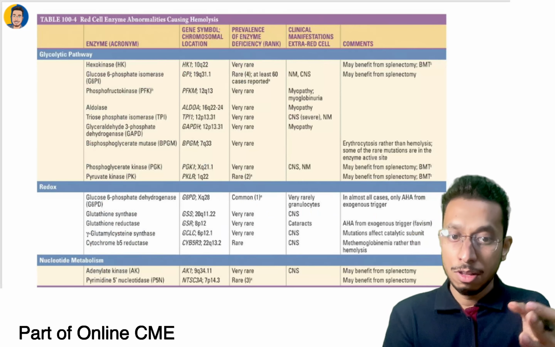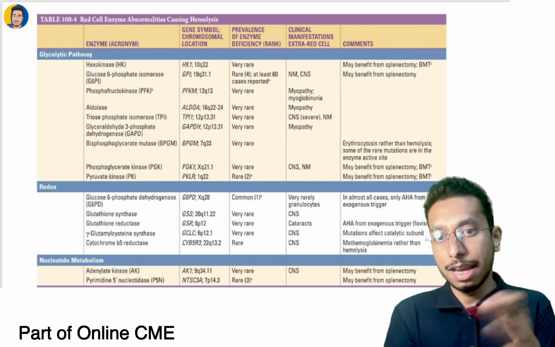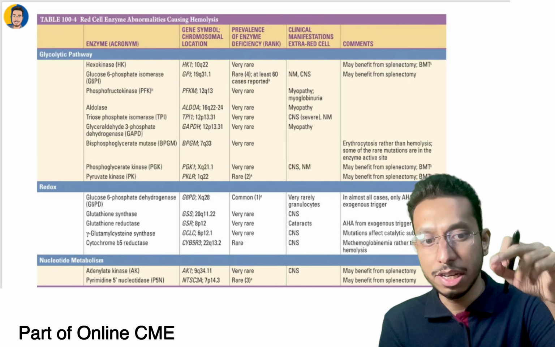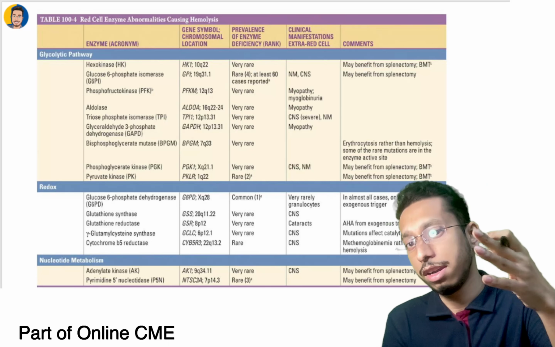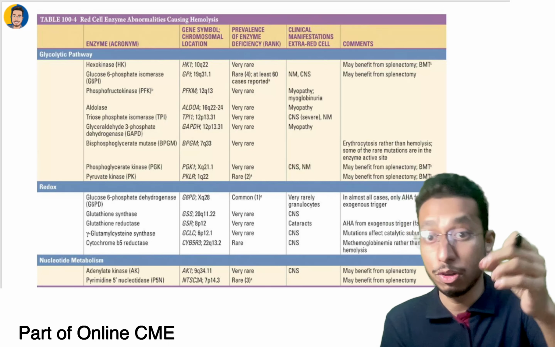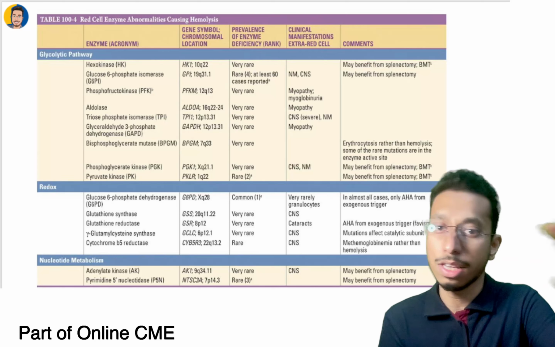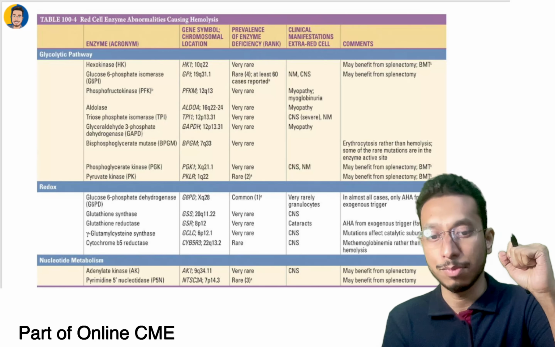However, again, this well-tolerated anemia can get into a state of decompensation, as in pregnancy, in case of parvovirus B19 infection, or whenever there is some sort of trigger or some medication ongoing which can interfere with the function of these enzymes.